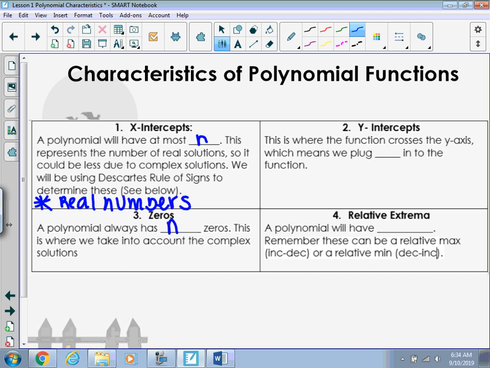Where the zeros include your complex solutions. Your y-intercept is going to be where the function crosses the y-axis, which means that you plug in 0 for everything. So in a function, maybe you got x squared plus 2x minus 1. This extra piece on the end is always going to be your y-intercept. Now, if there is no number there, then it's just 0. Your relative extrema are going to be n minus 1, where remember, n is standing for the degree of the function, which is your highest power shown on the function.